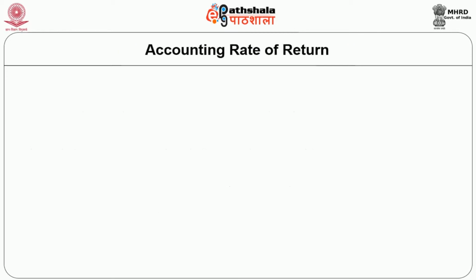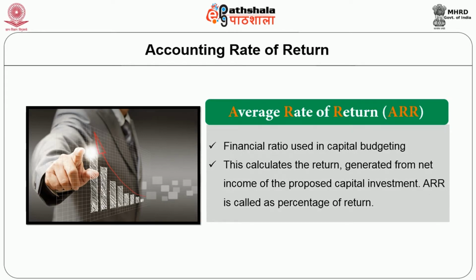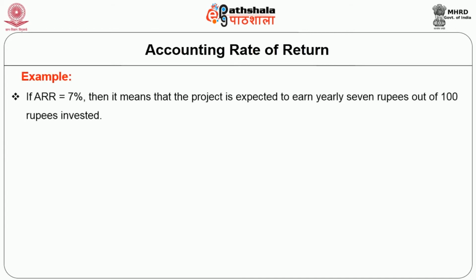Accounting rate of return. Accounting rate of return, or average rate of return, is a financial ratio used in capital budgeting. ARR calculates the return generated from net income of the proposed capital investment. ARR is expressed as a percentage of return. Example: if the accounting rate of return, that is ARR, is equal to 7%, then it means that the project is expected to earn 7 rupees yearly out of 100 rupees invested.